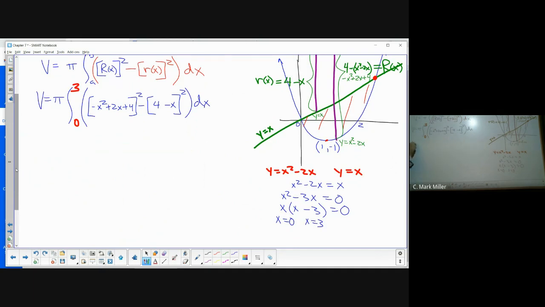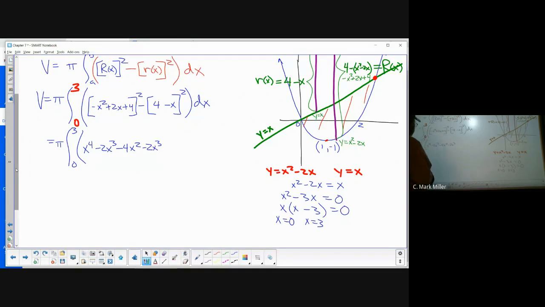So this is going to be pi, integral 0 to 3, left parenthesis. How do you square something like that? Everything by everything. So x squared times everything is going to give you a positive x to the 4th, minus 2x cubed, minus 4x squared. That's minus x squared times everything. 2x times everything is a minus 2x cubed.